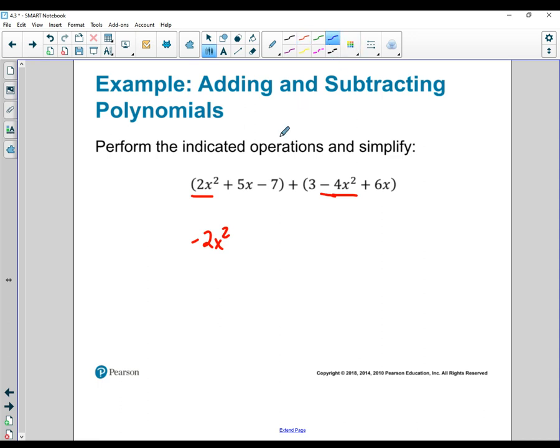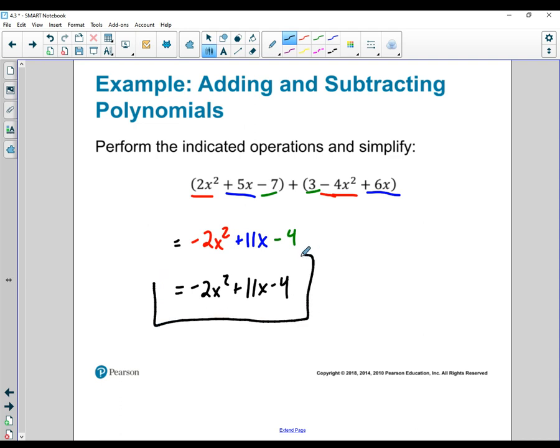And then next I see a positive 5x. Do I have any other x's? I have plus a 6x, so it'll be plus 11x. And then I have a minus 7 and a plus 3, which together is going to be a minus 4. So all together we have negative 2x squared plus 11x minus 4. And I like to write it in standard form. Not too bad.